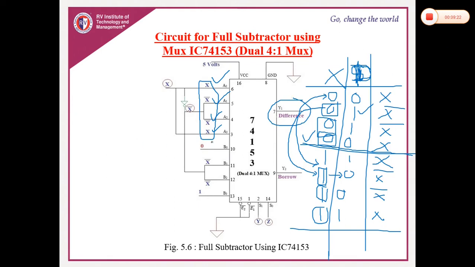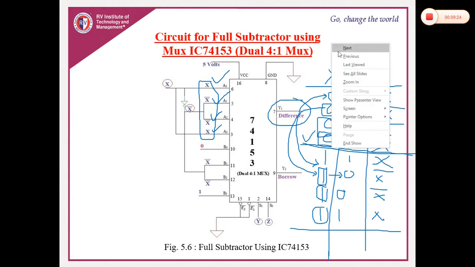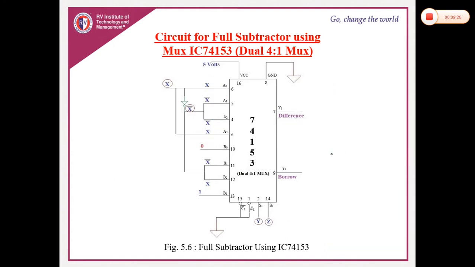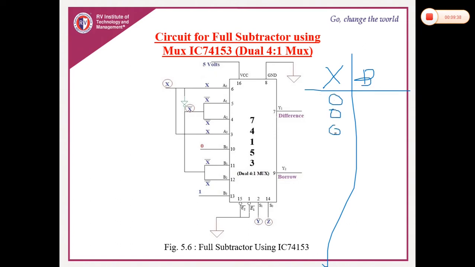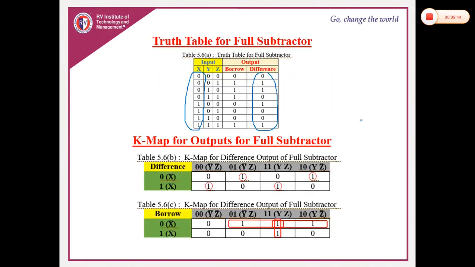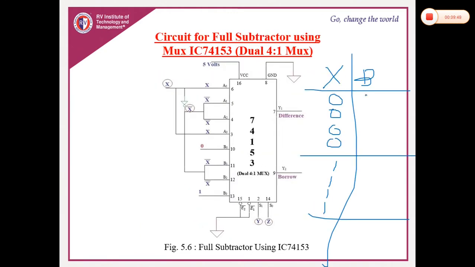Then we will see how to get the borrow output. Okay, how to get the borrow output? Again we have to concentrate on only two things: one is the x input and one more is the borrow output. For the first combinations 0 0 0 0, then for the 1 1 1 1 combination, what is the borrow output? I'll just go for full subtractor. So it is 0 1 1 1 0 0 0 1.